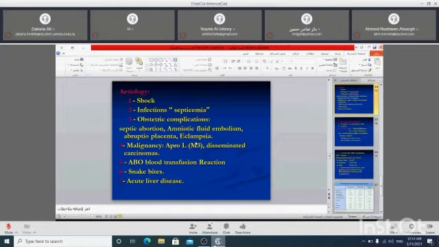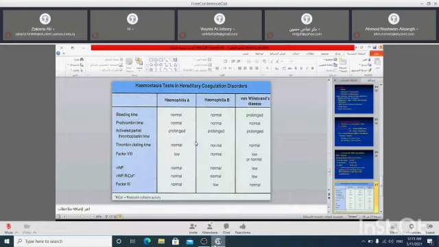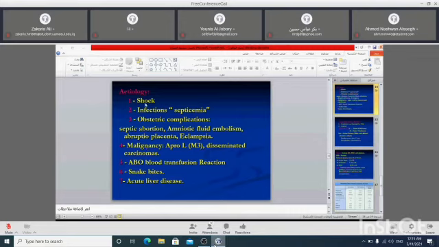قبل الجدول خلينا نتطرق لـ causes of DIC. Causes of DIC common وكثيرة، بس نتطرق للـ main causes. In shock without treatment, when there is shock and there is delay in the management of shock, DIC developed.